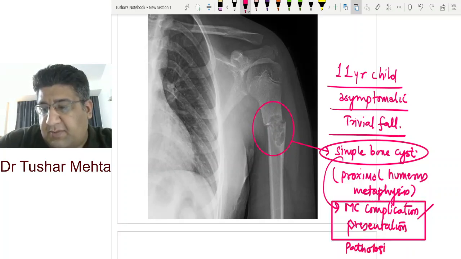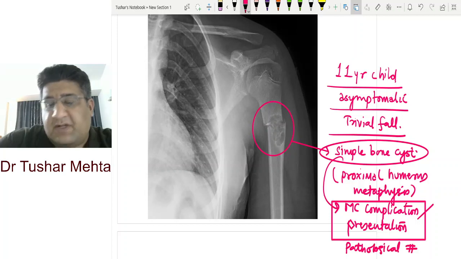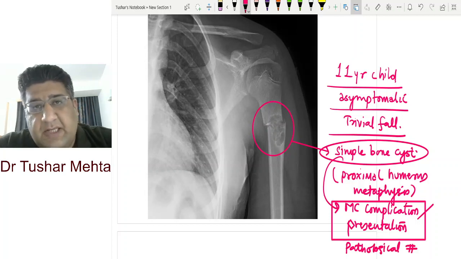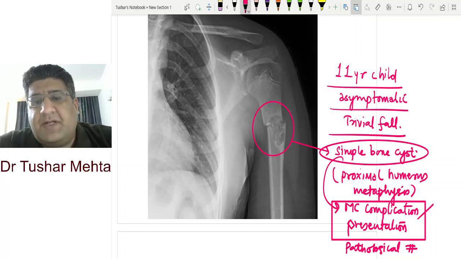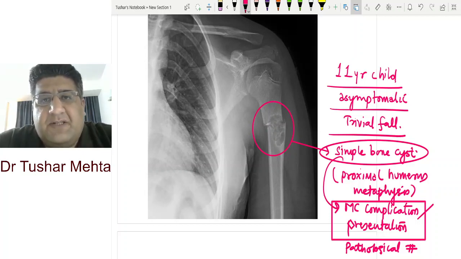So this is considered a very interesting aspect of the disease, that in a simple bone cyst you will never get to know that you have the pathology. It's just that after a trivial trauma or a trivial fall, you will land up with a fracture, and that is what is called a pathological fracture pattern.